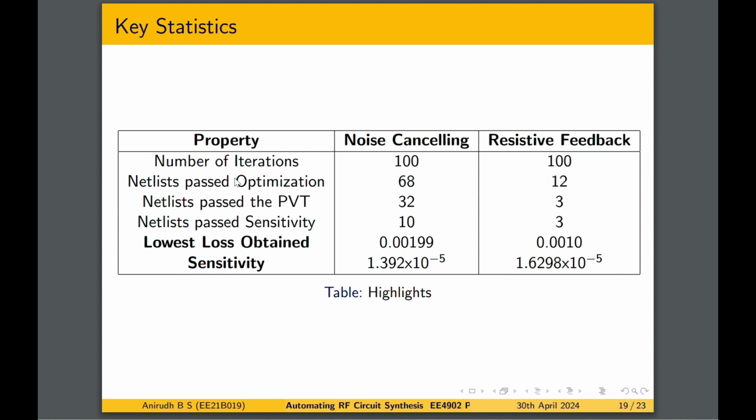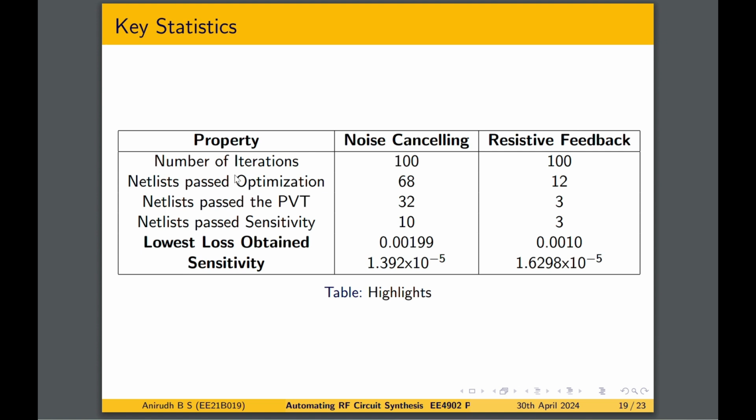The number of netlists that passed the sensitivity check finally in the noise cancelling LNA was 10, while in the resistive feedback it was 3. The lowest loss obtained in the noise cancelling LNA was 0.00199, while in the resistive feedback case it was 0.001, and the sensitivity in the noise cancelling case was 1.392 × 10^-5, and for the resistive feedback it was 1.629 × 10^-5. These were some key statistics that were obtained during the run of the algorithm.